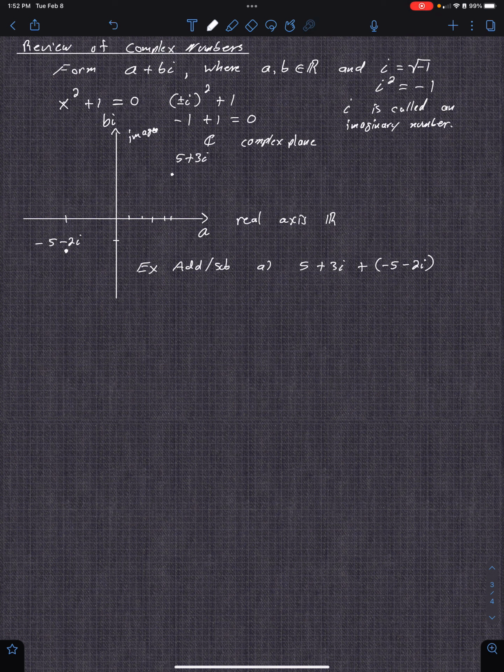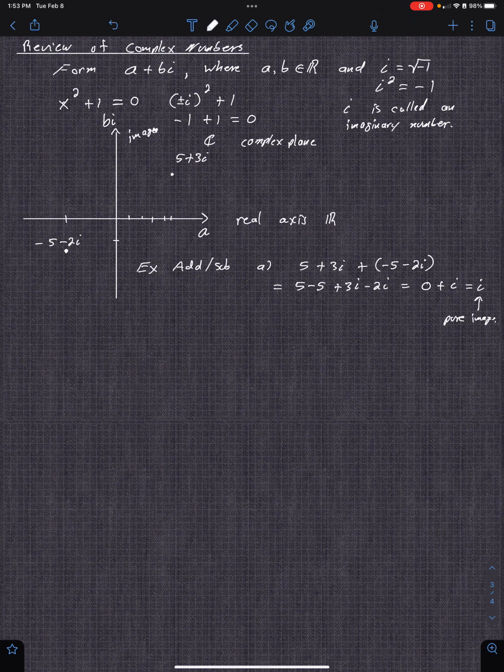A is the real part, and B is the imaginary part, but both A and B are real numbers. So it's a little strange, but that's how it works out. So when you add this up, you get 5 minus 5 plus 3i minus 2i. So it's 0 plus i, or just i. This is what we call pure imaginary, because there's no real part to it. It's just the imaginary part.